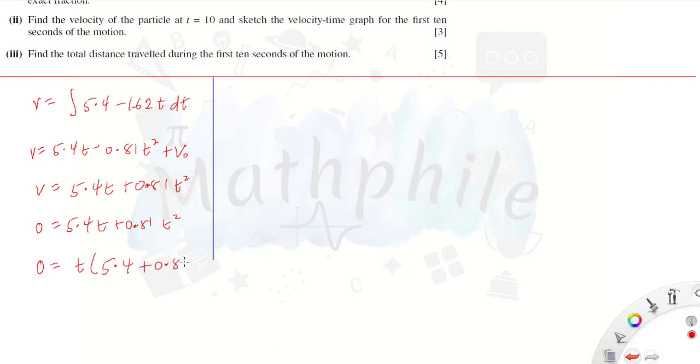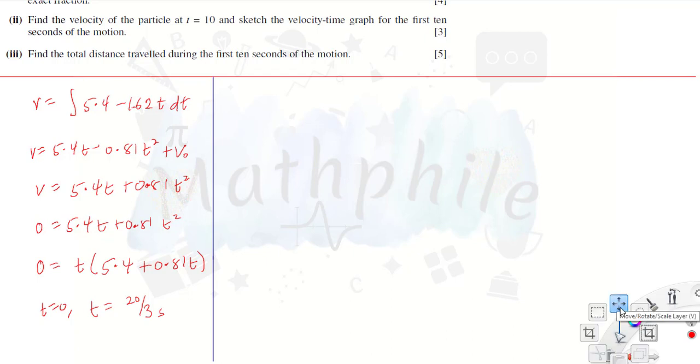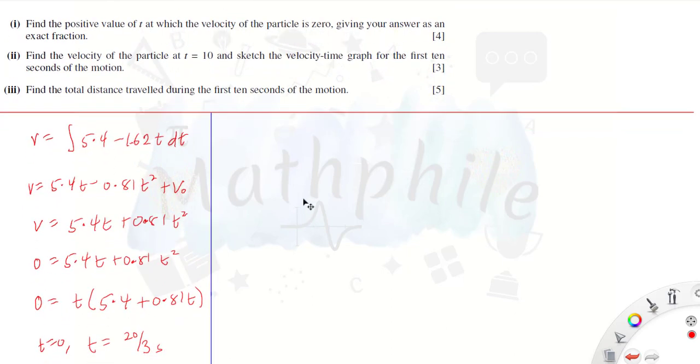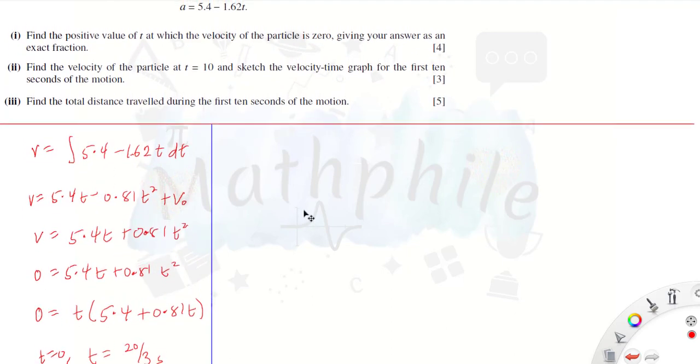So we have t times 5.4 minus 0.81 t. Derek, are you there? Okay, so I think you can solve this from there. So please do that for me. t is equal to 0 and t is equal to 20 over 3. So that is the first question, giving your answer as an exact fraction, for 4 marks.